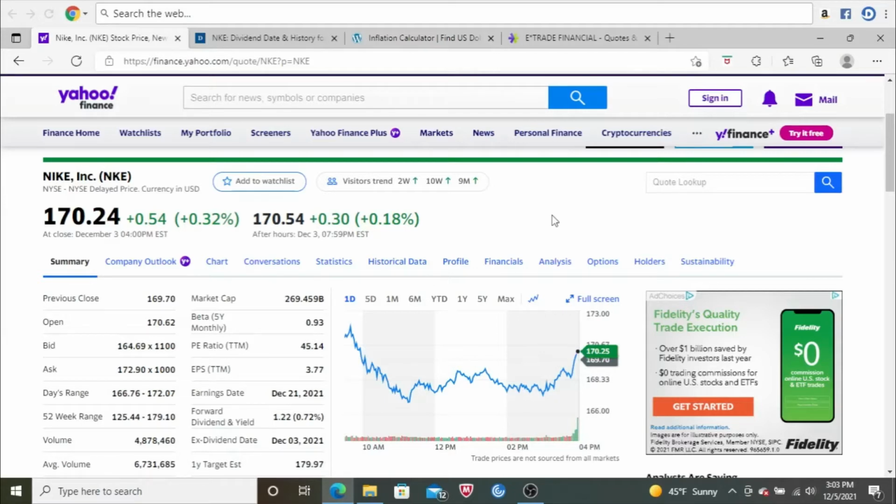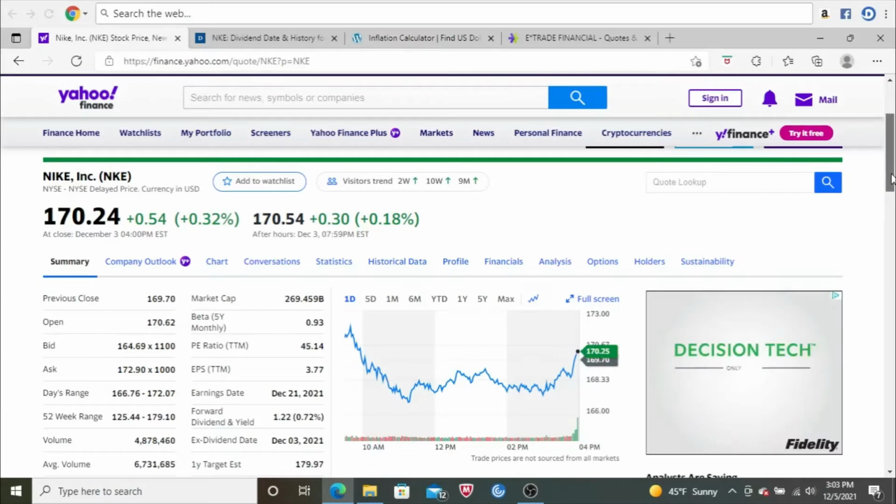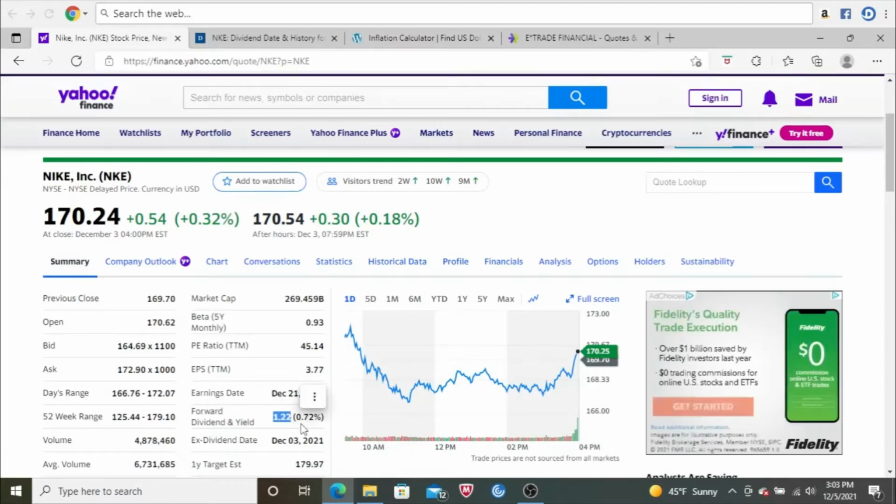Okay, so getting down to it. The first thing I look for, because I am a dividend investor, is does Nike pay a dividend? We're on Yahoo Finance, summary tab, and right here for dividend and yield. Yes, Nike does pay a dividend. The annual dividend is $1.22 per share, or 0.72% of the current share price. So that they pay a dividend, that's great.